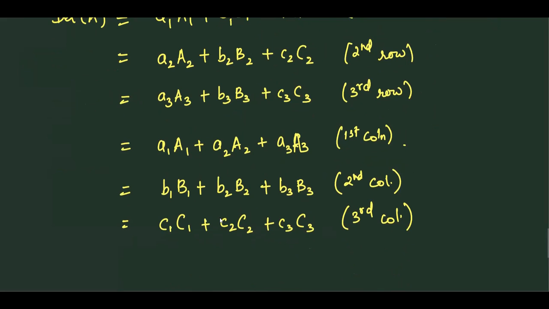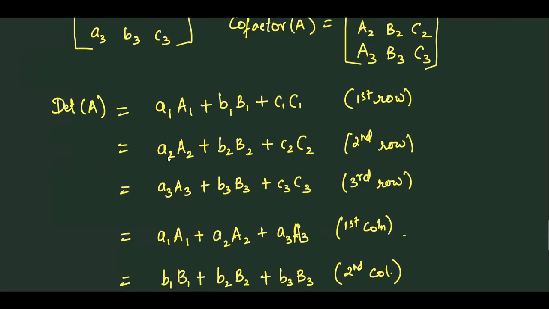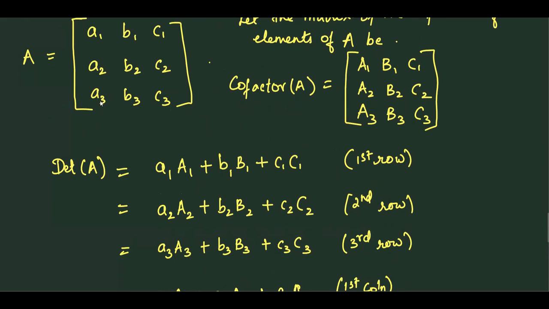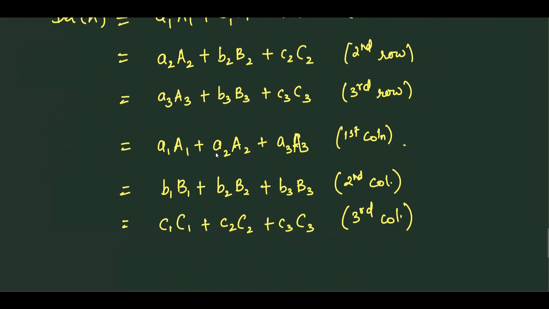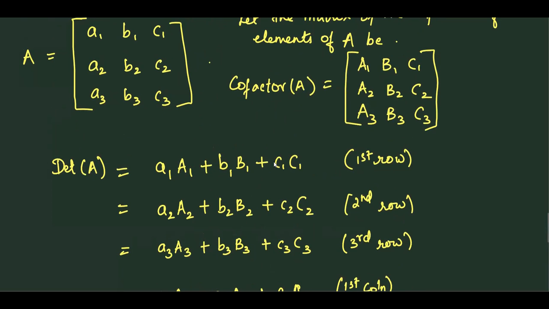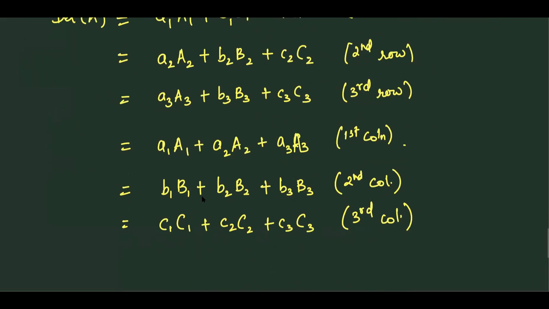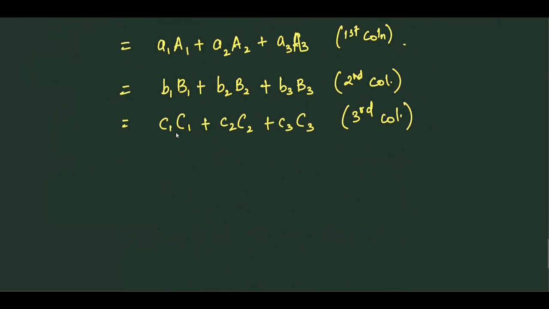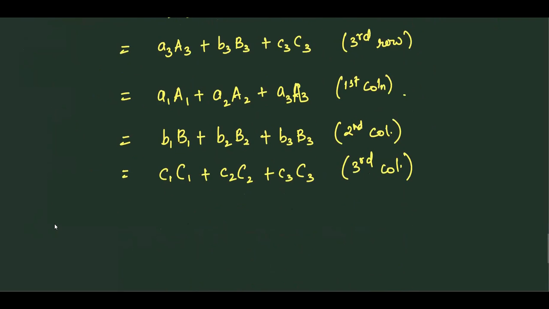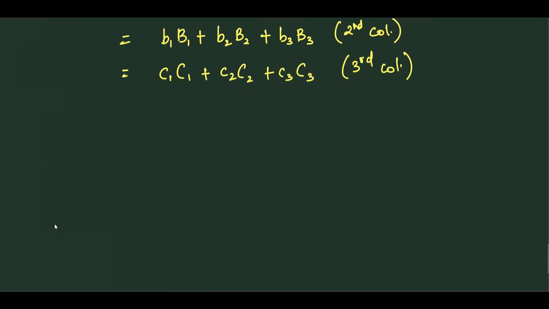Along the first column: A1 capital A1 plus A2 capital A2 plus A3 capital A3, the sum. Second column: B1 capital B1 plus B2 capital B2 plus B3 capital B3. And third column: C1 capital C1 plus C2 capital C2 plus C3 capital C3. Okay. So now from here, we'll do some examples of finding determinants.